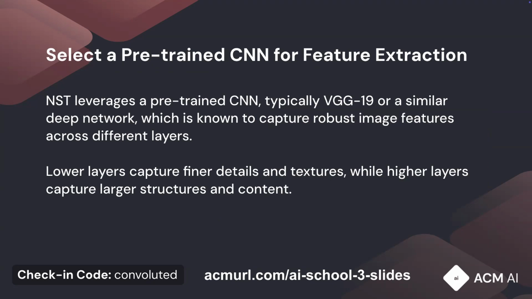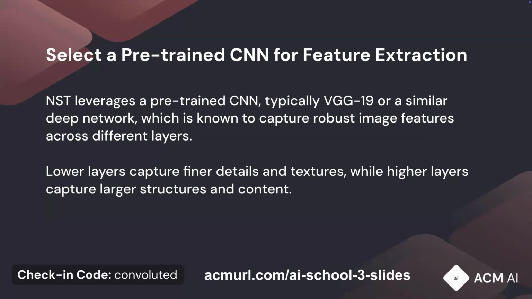So the way we do this, there are many steps. It's a bit different than what you've done so far. The first step is selecting a pre-trained CNN for feature extraction. The reason we want a pre-trained CNN is because we want something that has already learned how to find certain features and can do object detection fairly well. So we generally take some sort of large pre-trained CNN like VGG19, or a similar deep network, and it can capture certain features.